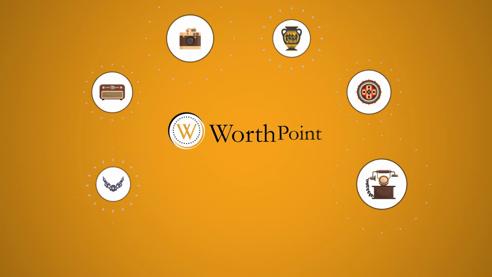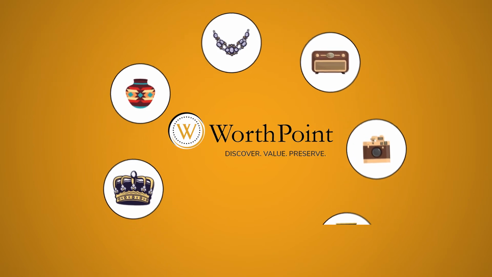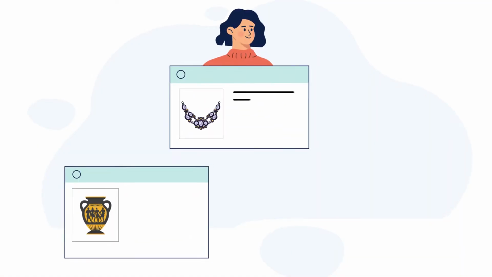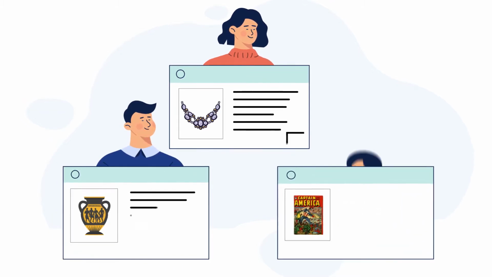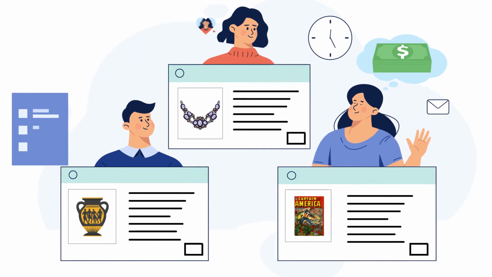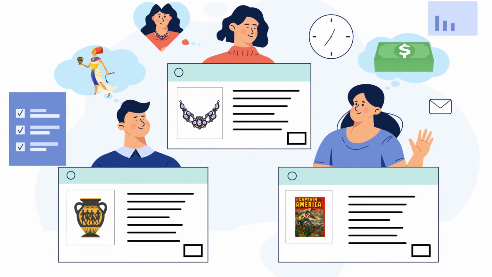WorthPoint is the most comprehensive resource to discover what an item is, what it's worth, and price to sell. But what if you're looking to find value not just to price and sell, but to keep and treasure? What if the history you're looking to track isn't just based on price value, but on emotional or historical significance? Essentially, what if you might want to sell one day, but not right now? That's where the vault comes in.